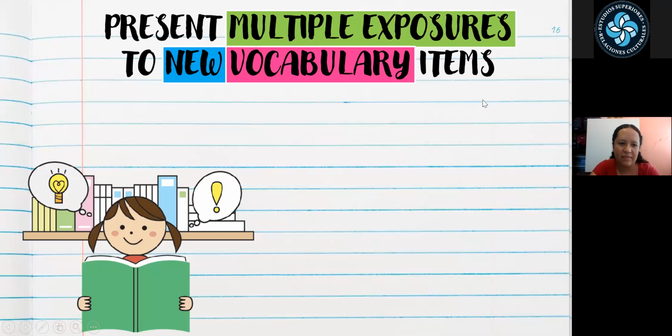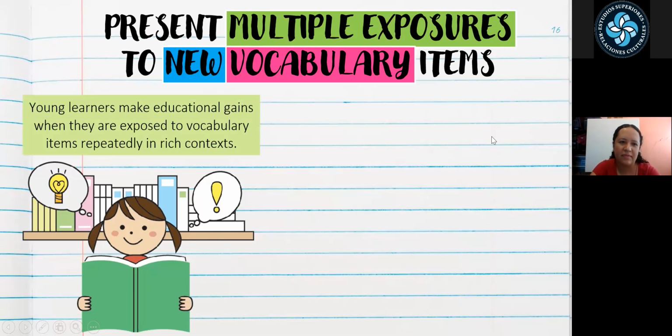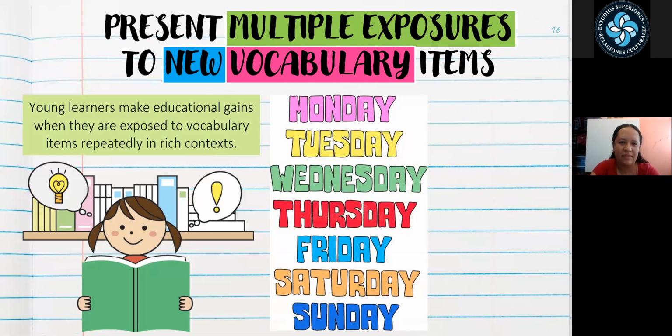The next principle is present multiple exposures to new vocabulary items. So here we have that young learners make educational gains when they are exposed to vocabulary items repeatedly in rich contexts. For example, maybe you teach a new vocabulary word on Monday. So what happens on Thursday? They are going to forget about it. Exactly. Yes, they can forget very fast what you're teaching.